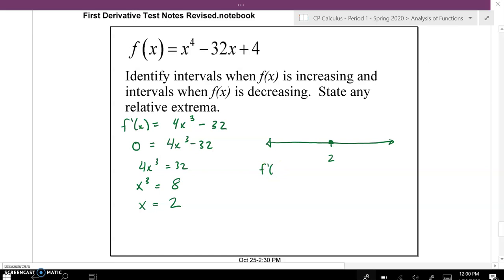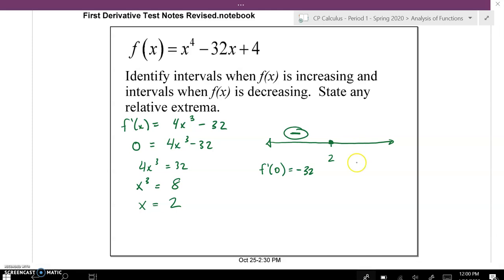So again, I'm just going to plug in a value to the derivative. In this case, I'm just going to use 0 because it's an easy number to plug in. So 0, that's a negative 32. Again, I care more about the sign than anything else. So to the left of 2, I have a decreasing function as I approach 2.